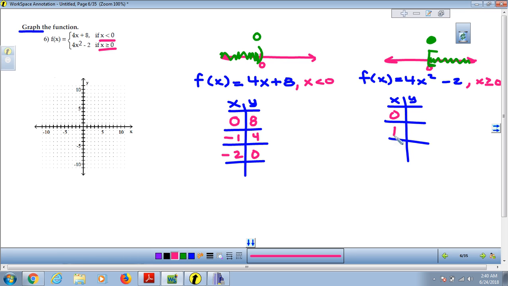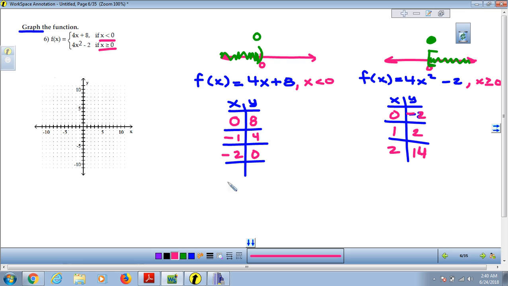0 and anything greater than 0, so let's put a 1 and a 2. So 0 squared is 0, times 4 is 0, 0 minus 2, -2. If you put a 1 into this x and you raise it to the second power, 1 times 1 is 1, 1 times 4 is 4, 4 minus 2 is 2. 2 times 2 is 4, 4 times 4 is 16, and 16 minus 2 is going to be 14.